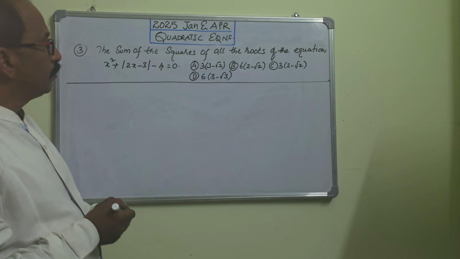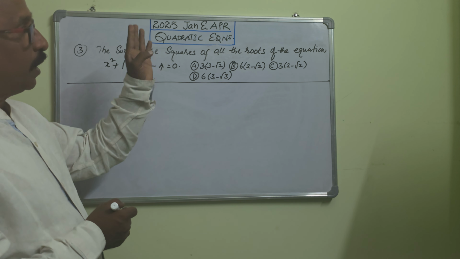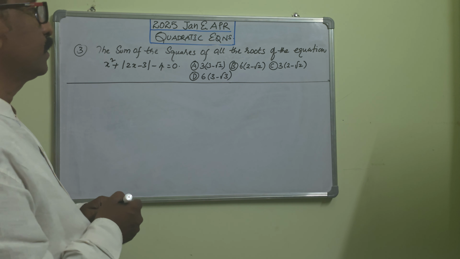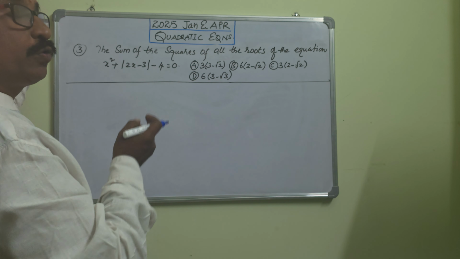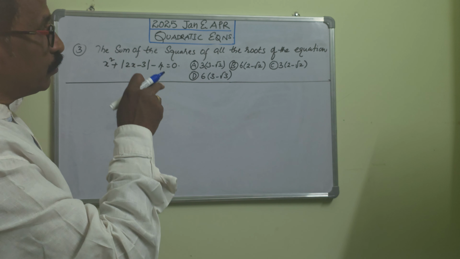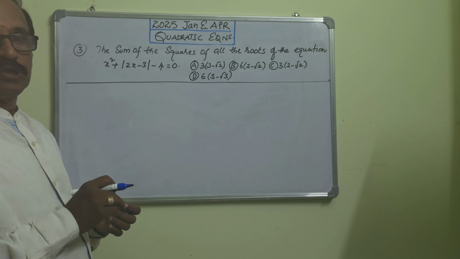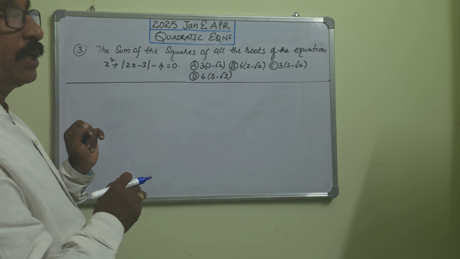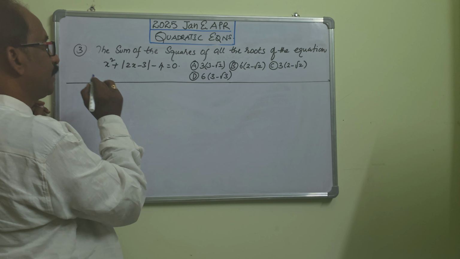Okay, the sum of the squares of all the roots of the equation. The previous one was the product of rational roots. This is the sum of the squares of all the roots. So, modulus model. See the equation.